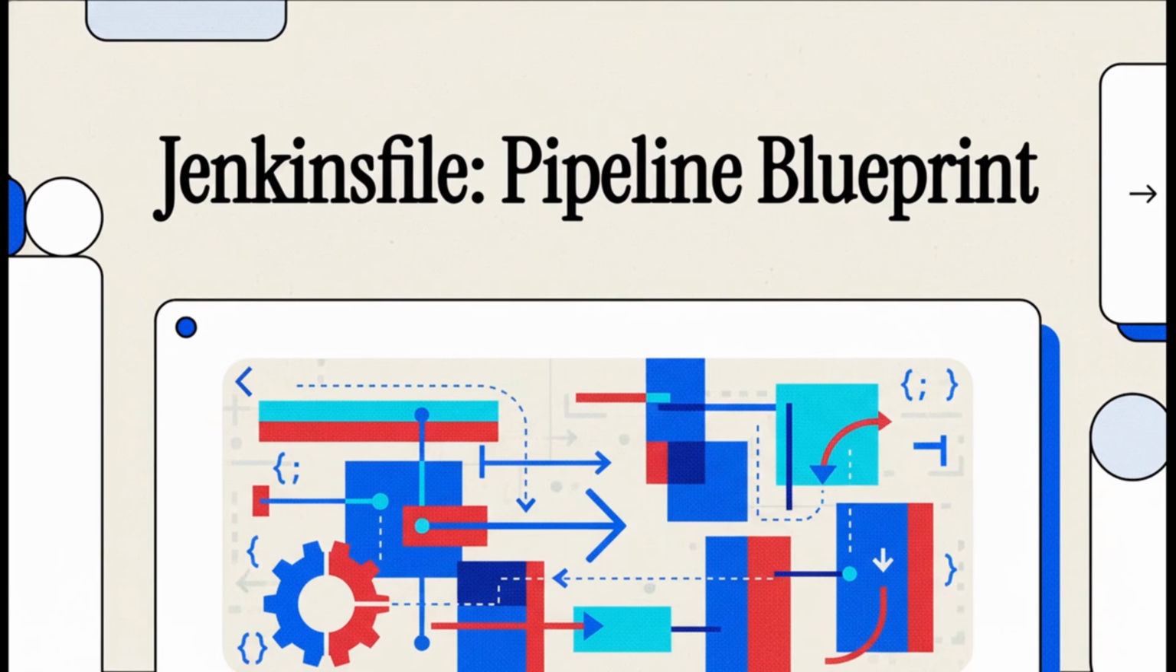All right, let's talk about the real heart of Jenkins automation, the Jenkinsfile. Think of it as the ultimate blueprint for your entire software delivery process. It takes all those complicated workflows and boils them down into one simple, powerful text file.